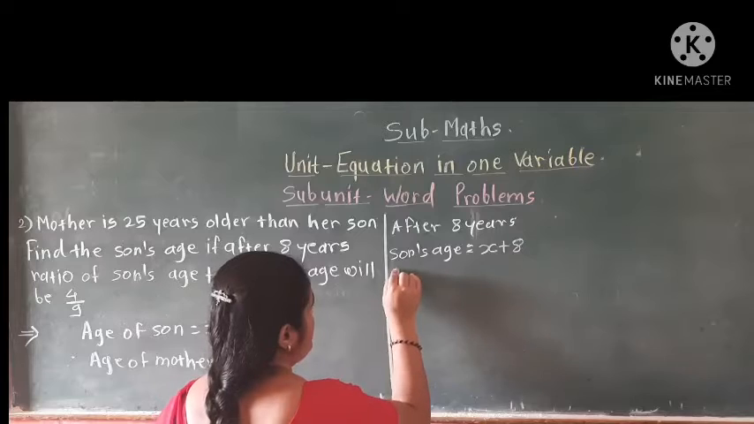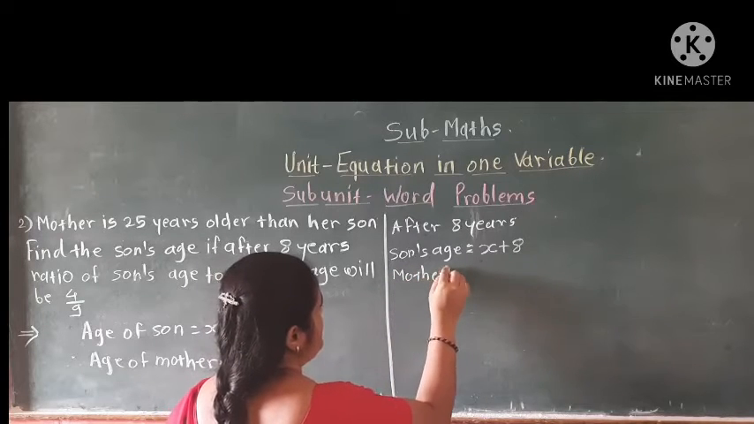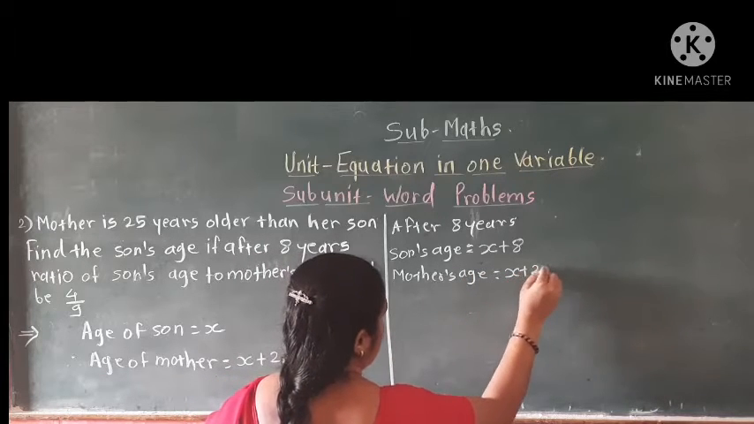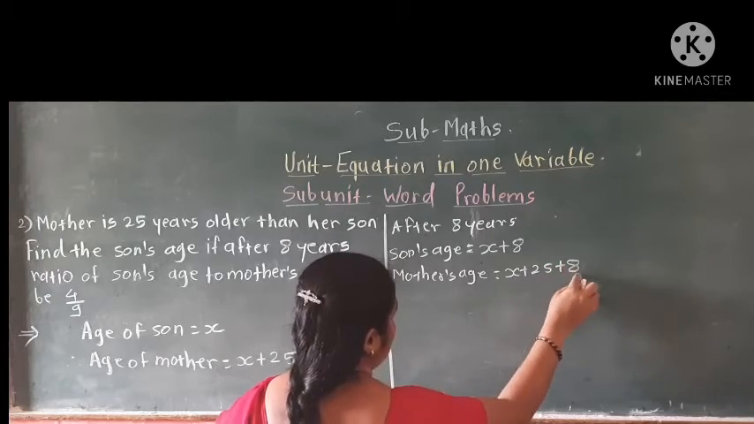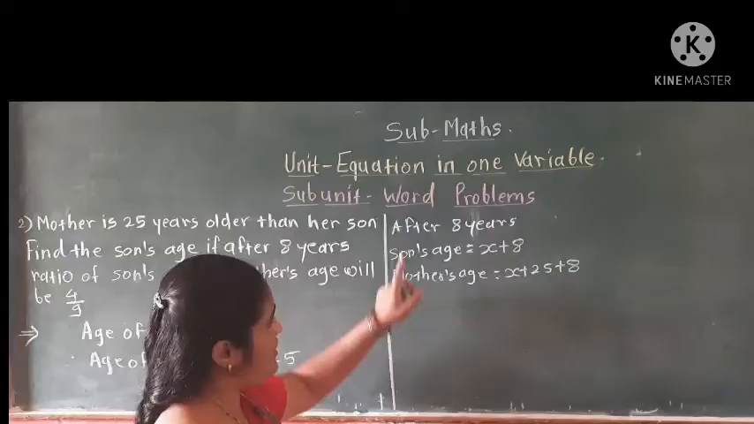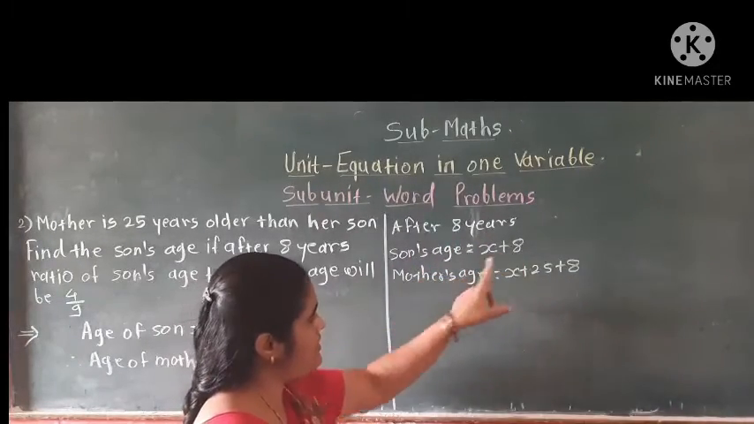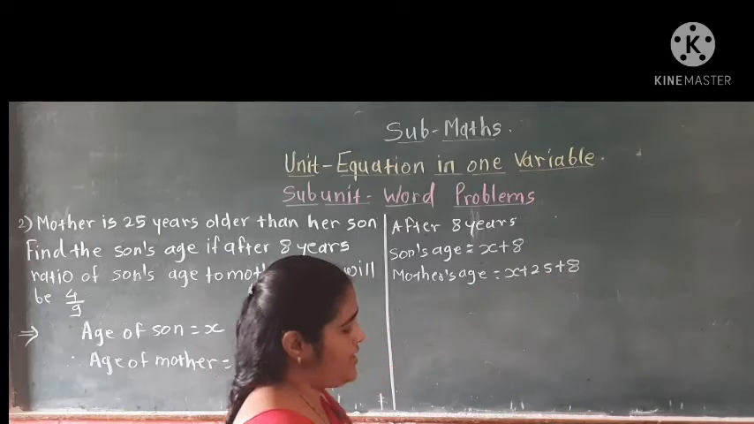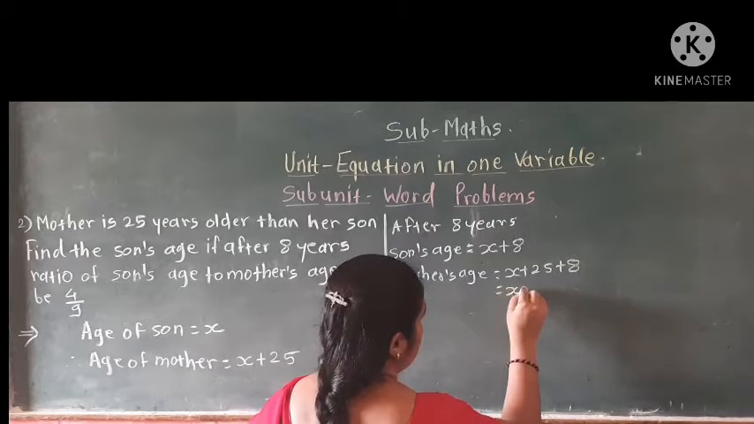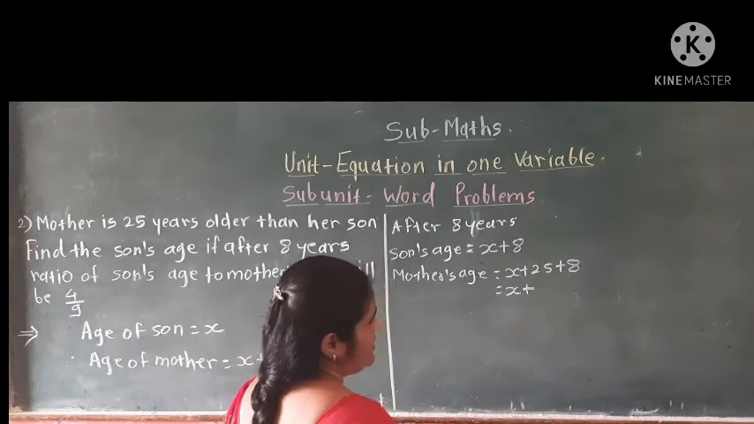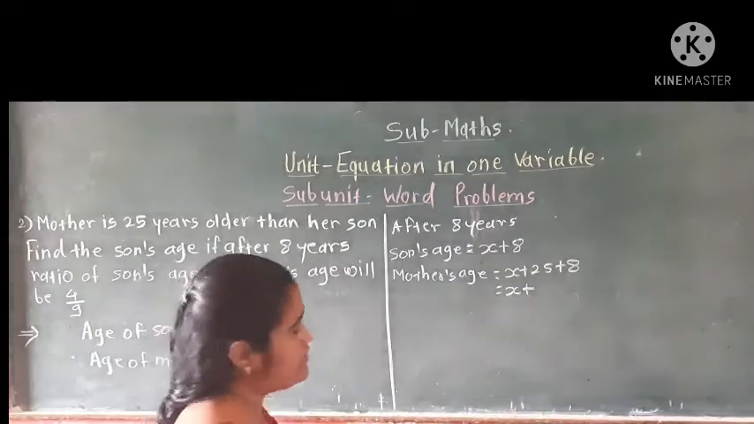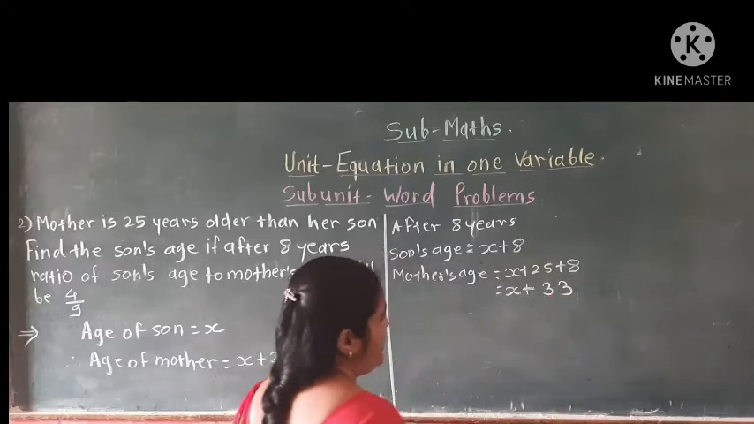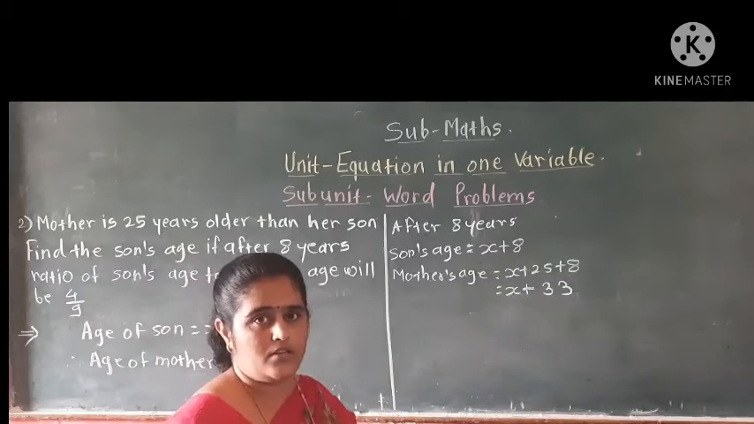So what will be the mother's age after 8 years? The mother's present age is x plus 25. After 8 years, we must add 8. So look at this, after 8 years son's age is x plus 8 and after 8 years mother's age is x plus 25 plus 8. Here addition takes place, 25 plus 8 is 33. After 8 years mother will be x plus 33.